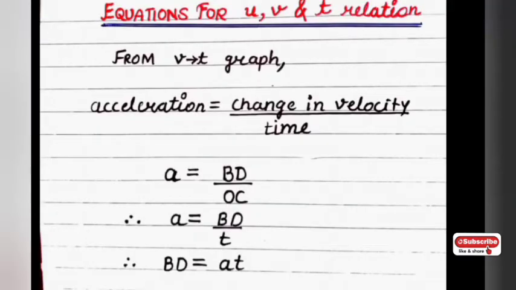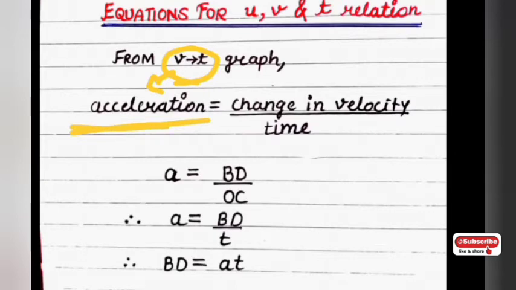Now as you already know, from the velocity time graph, what can we find from the slope of the velocity time graph? The answer to this question is acceleration. You have already watched the previous video and you know that from the velocity time graph you can find out the acceleration of the object.